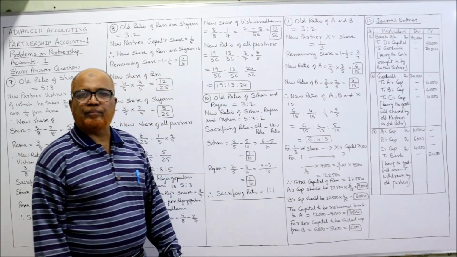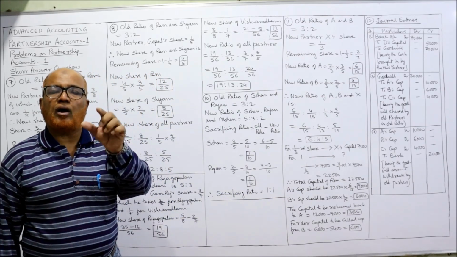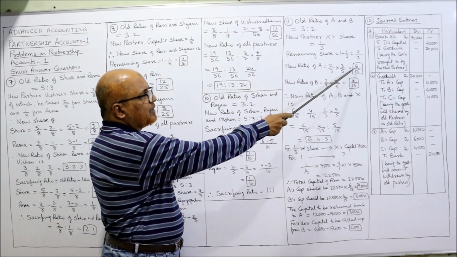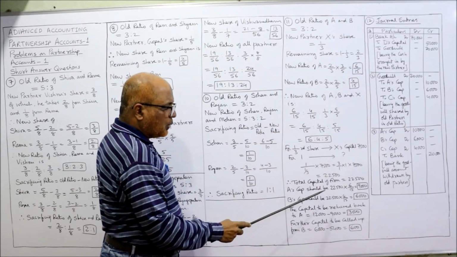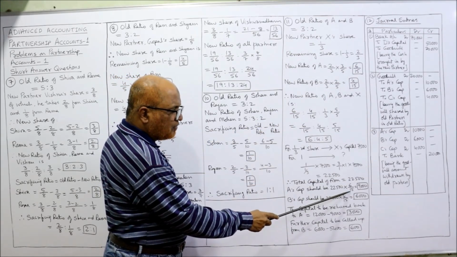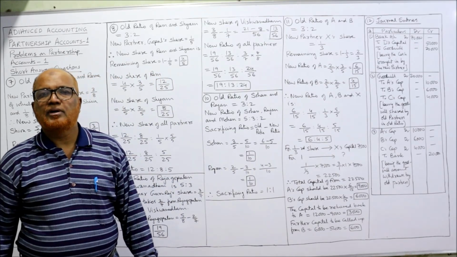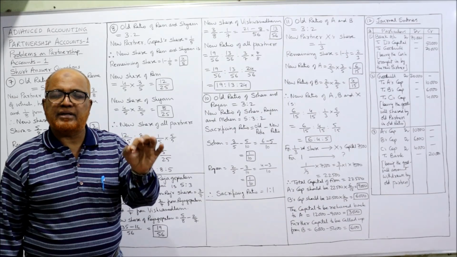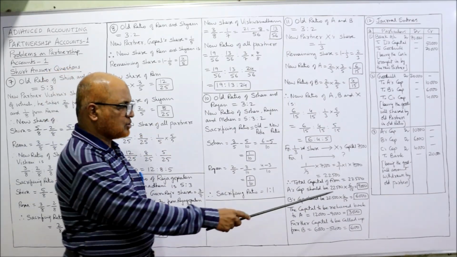Out of 22,500, how much should be the capital of A? What is the profit sharing ratio of A? 6 by 15. So 22,500 into 6 by 15, you will get 9,000. So according to the new profit sharing ratio, A's capital should be 9,000.